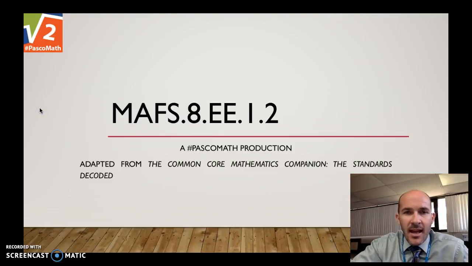Today we're going to look at 8.EE.1.2. We're going to unpack the standard a little bit, look at what the teacher should be doing in the classroom, as well as what the student should be doing, and anticipate some misconceptions students might have and some things you can do to address those misconceptions.